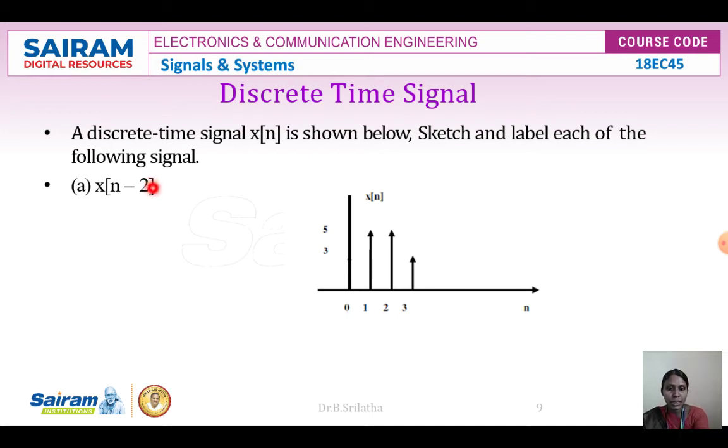So here what is the t naught value? t naught is nothing but 2. It is a positive value. We need to shift to the right hand side. Yes, correct. We need to shift right hand side by how many steps? The value is 2. So that's why we need to shift by 2 steps.